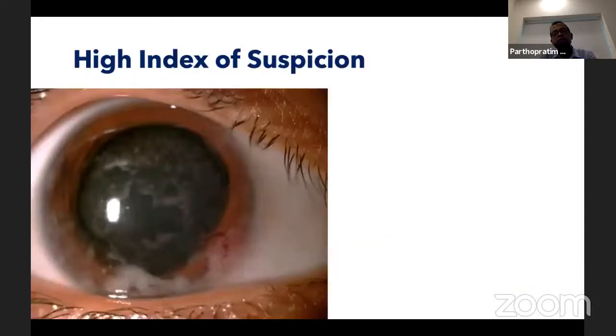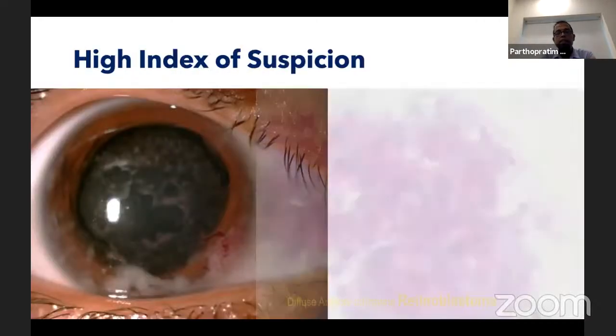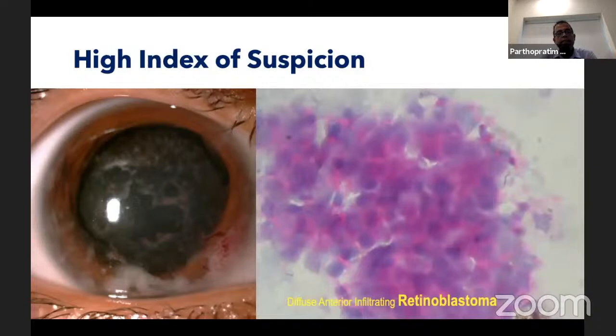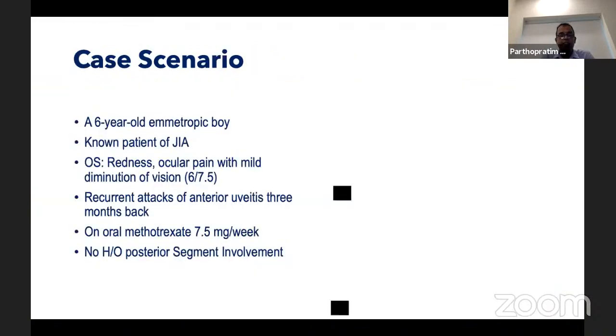So high index of suspicion is required. For example, in these cases, if you see here, it presented like this kind of fluffy exudates. And when we did the cytology of this aqueous aspirate, it revealed that it was a case of diffuse anterior infiltrating retinoblastoma. Obviously, this was a kid. The patient age was 10 years. So you must have high index of suspicion in cases of pediatric uveitis.